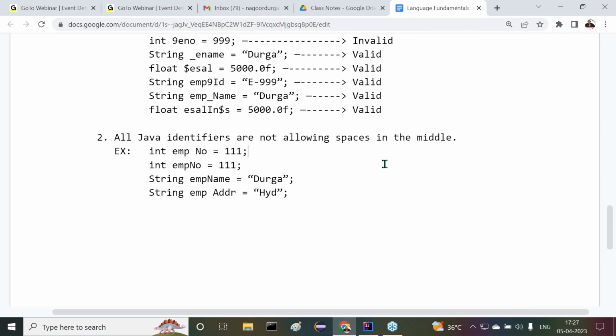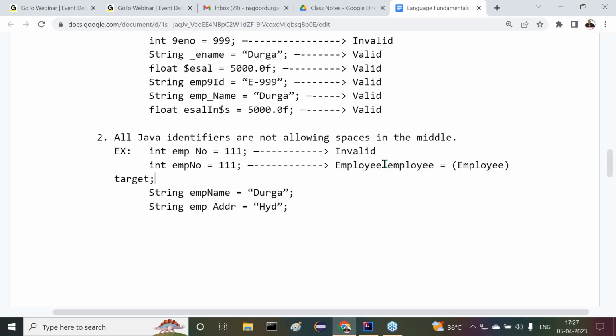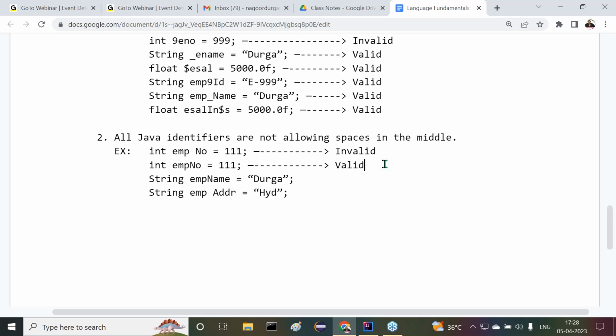First one: int emp space no, valid or invalid? No. Invalid. It is invalid. Why, sir? In emp no, we provided a space. This is not possible. There we get a compilation error. What about the next one, emp no? No space is available between emp and no. Directly here we have written. Valid or invalid? Yes, it is valid.